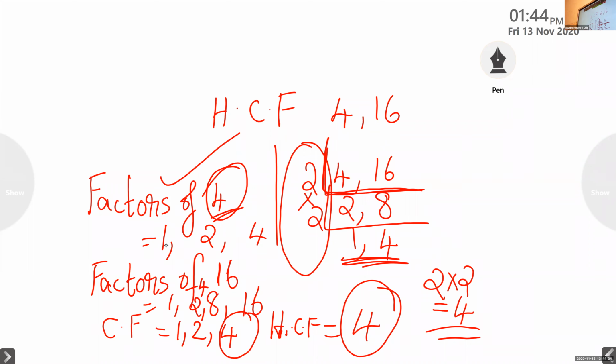In the 1 table, 1 into 4. In the 2 table, 2 times 2 is 4. Like the same, 16: 1 into 16, 2 into 8, so it comes in the tables of 2 and 8. 4 times 4. Like that you can check the multiplication table and write the factors, and then write the common factors. From the common factors you can find the HCF, or else you can do this division method.